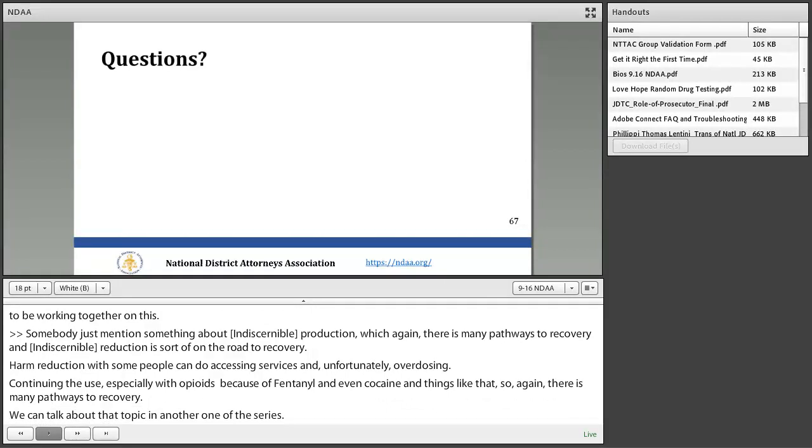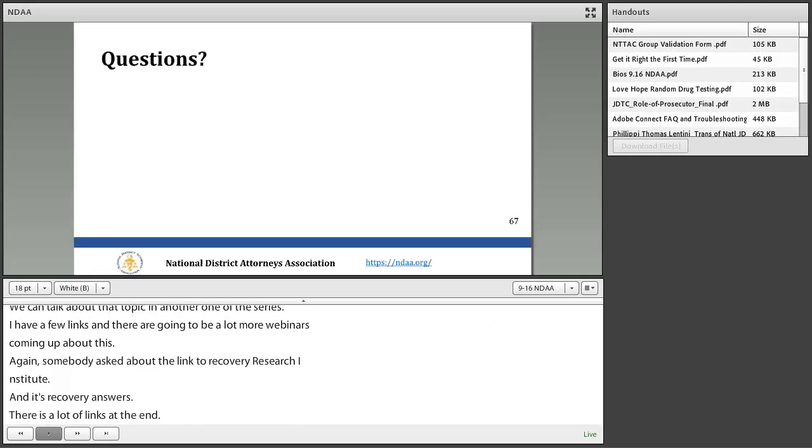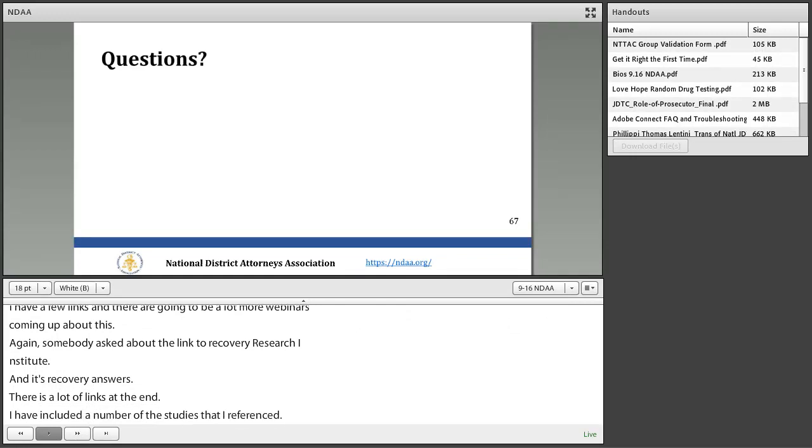So again, somebody asked about the link to Recovery Research Institute and its Recovery Answers, and there's a lot of links at the end, and I've included a number of the studies that I referenced. And yes, so one of the things, I just see a question on AA having virtual options, use specific groups.